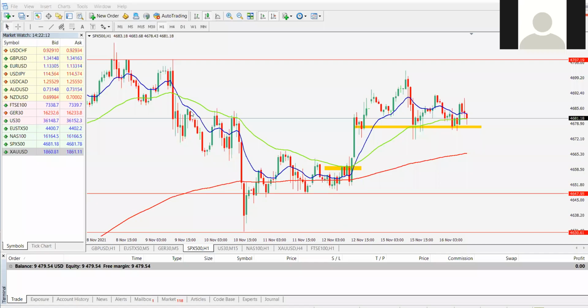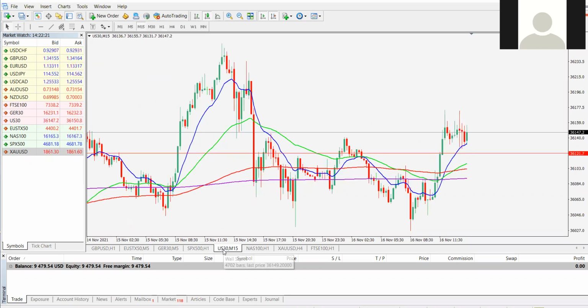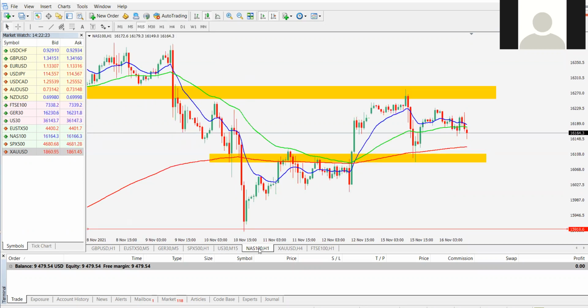So the first thing we're going to look at is identifying the key contracts. Last week we focused on the S&P 500, namely here. We've got Wall Street, which we've got here as well, and we've got the NASDAQ as well. Some of these I've already pre-charted, and some of them I'm going to do with you as well.